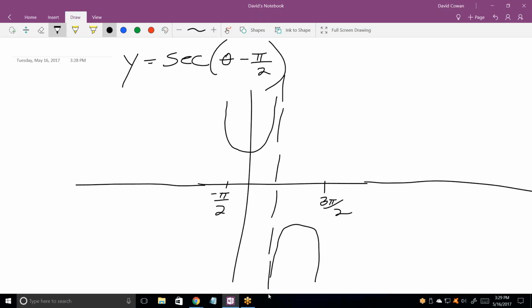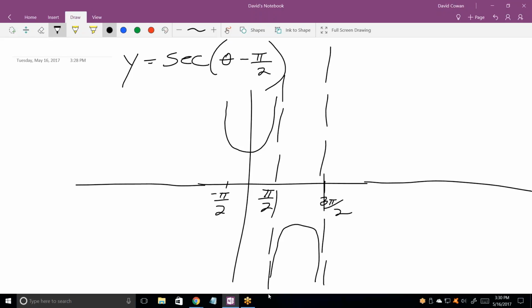Okay. Hold on, I didn't do this right. What happened? Oh, right. No, the cosine is equal to 0 at pi over 2, and minus pi over 2, and 3 pi over 2. So I'm going to have vertical asymptotes like that. Okay? The only difference in this function, the period's the same. The period is still 2 pi.